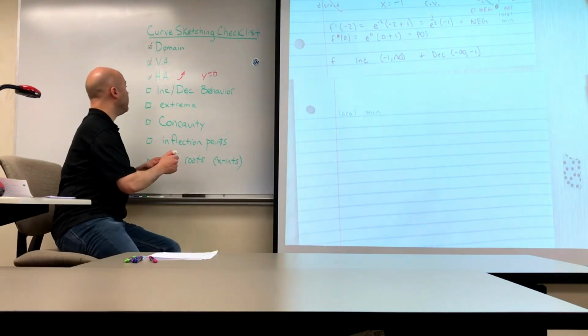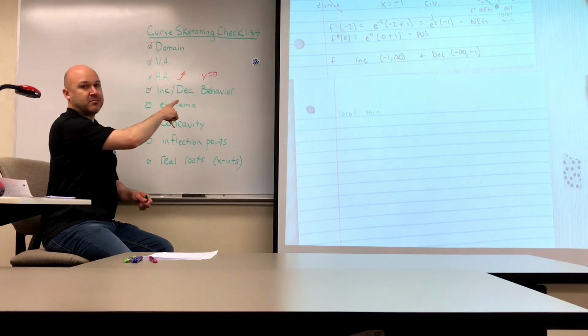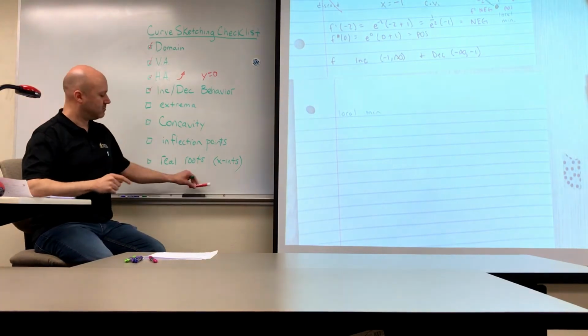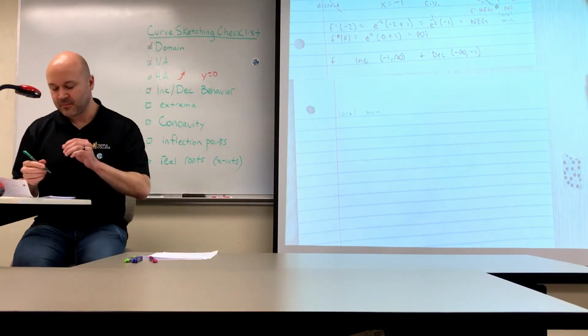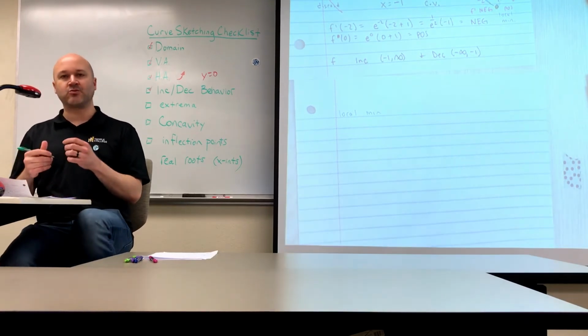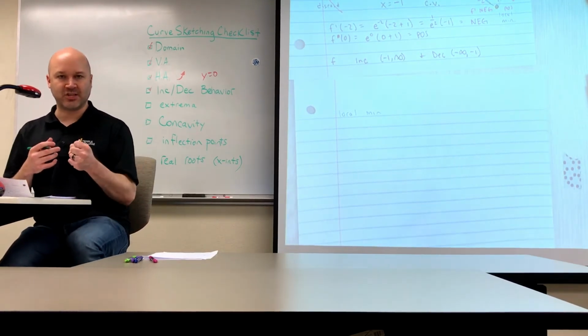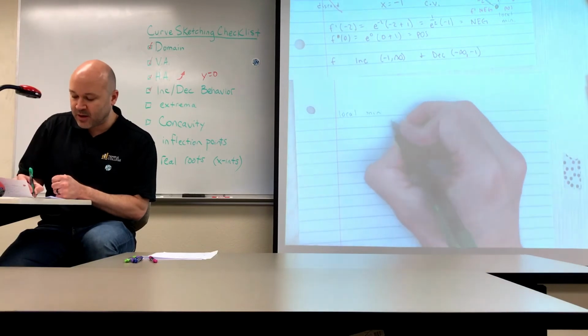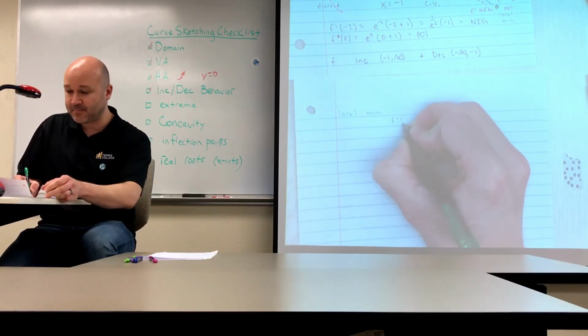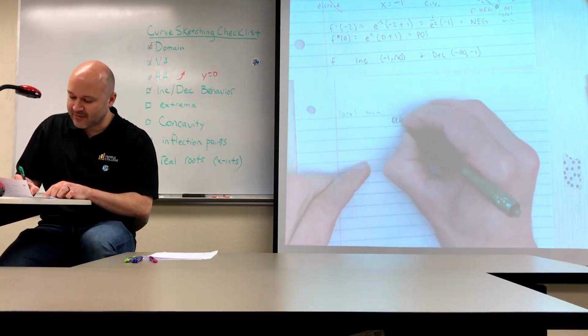I'm going to check off, though, that we know the increasing and decreasing behavior. We have those intervals, 2 intervals. Now, the local min, I want the actual point where I change in behavior. So I'm going to plug that negative 1 back into the original function, f prime. I'm sorry, f.